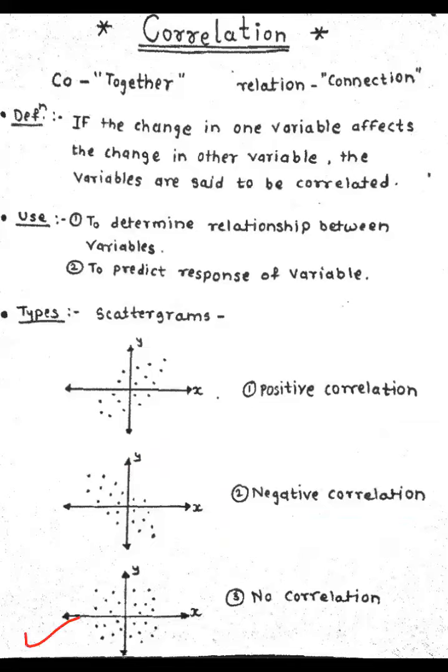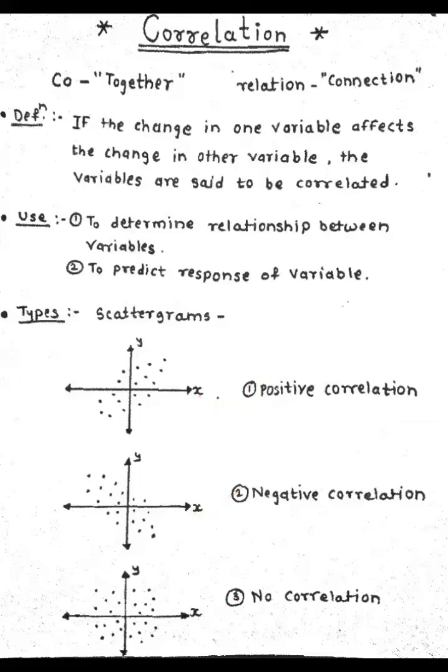Now look at the third graph. Here we cannot predict anything about the variables. That is, if x is increased, then y is increased or decreased. In this case, we can say that there is an absence of a relation. Then this kind of relation is called non-correlation or no correlation. That means they are not related with each other. So students, here are the three types of correlation: one, positive correlation; second, negative; and third, no relationship between them.